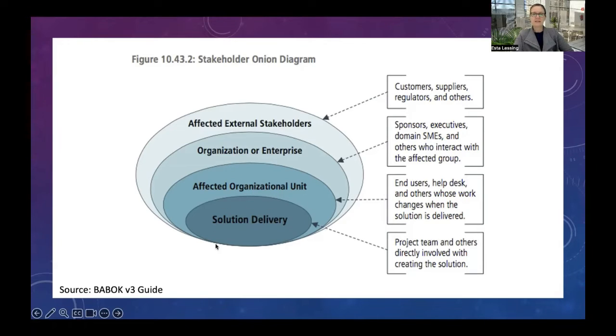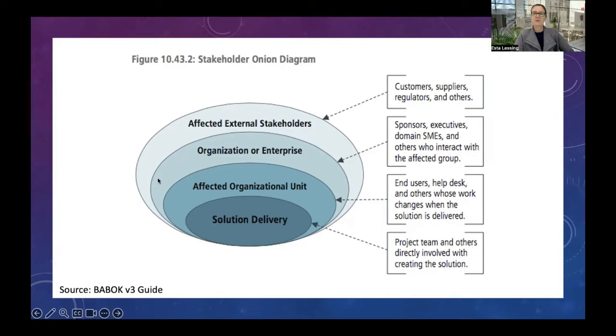So it helps you think about, okay, solution delivery, our immediate team, who are they? Then we look at the affected organizational unit. So if we, like in our previous example, are implementing a new call center solution, this will be the call center. They will definitely be a close-knit stakeholder group. Then we think about the wider organization. Who else do we need to include with this change?